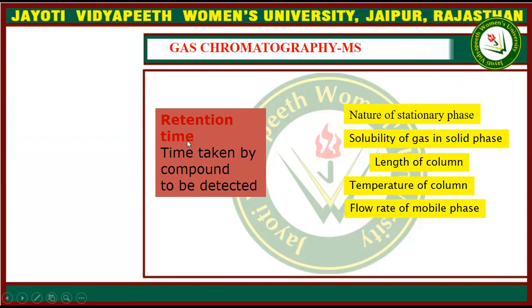The more the retention time, the more molecular weight the compound has. So the retention time is directly related to the molecular weight, because the particle which has less retention time has less molecular weight. So the particles are separated on the basis of two things: the retention time and the molecular weight. Gas chromatography is dependent on the nature of the stationary phase, solubility of gas, length of the column, temperature of the column, and the flow rate of the mobile phase.